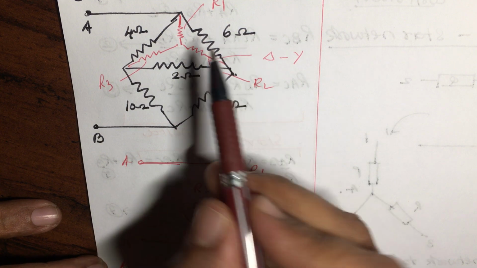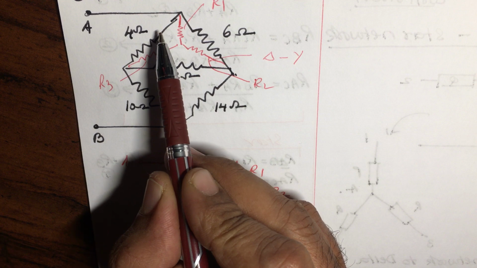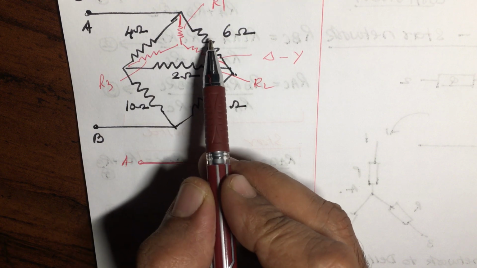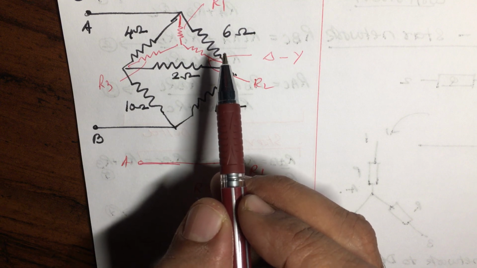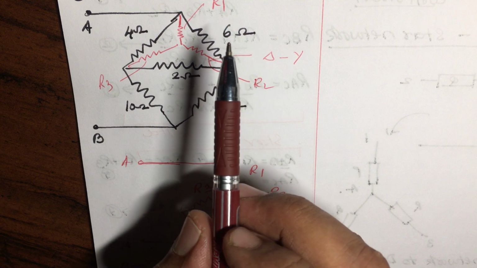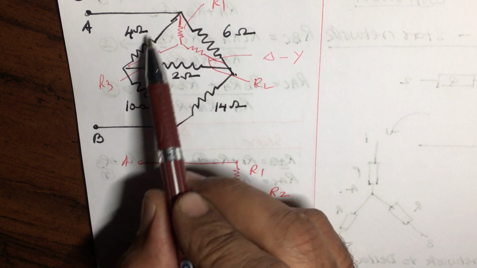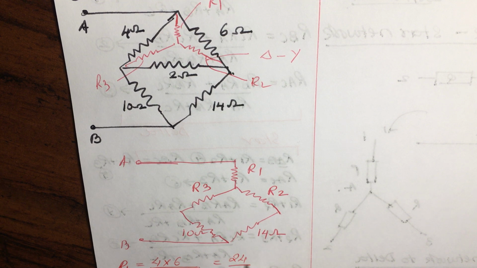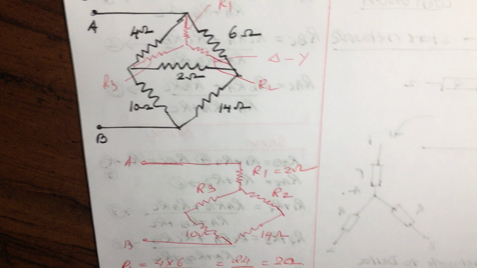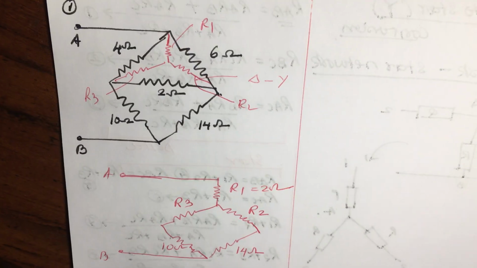R1 के लिए याद कर, ये अगर R1 है, it will be this into this upon this plus this plus this. याद है ना? वापस सोचो जरा क्या बोल रहा हूँ मैं. It will be this into this upon this plus this plus this. So R1 is 4 into 6 upon 4 plus 6 plus 2. That is 24 by 12. That is 2 ohm. So R1 is 2 ohm. ये हो गया. दिख रहा है?